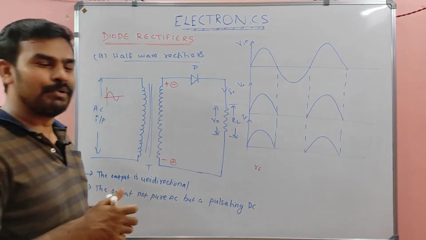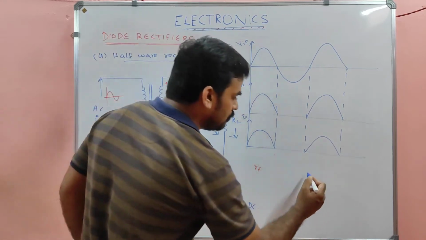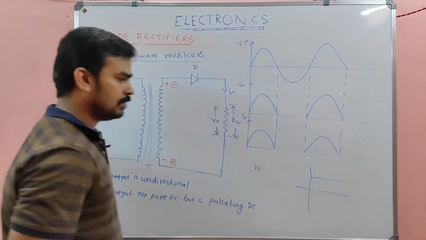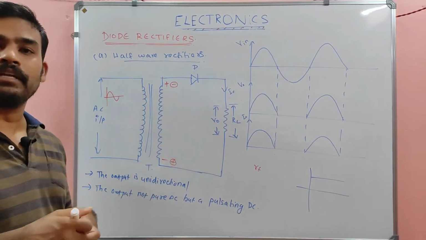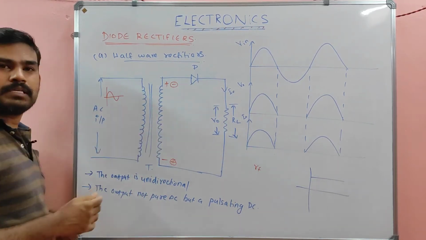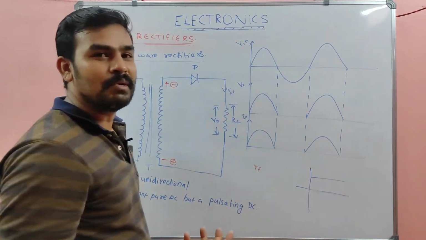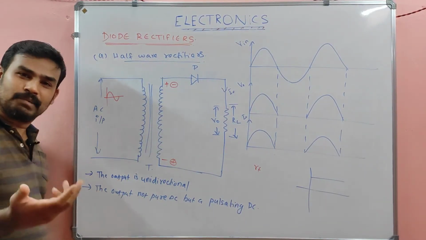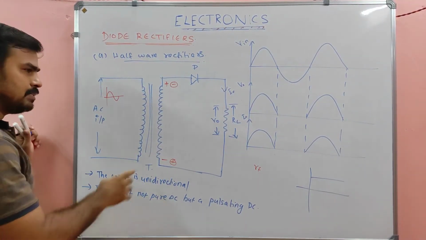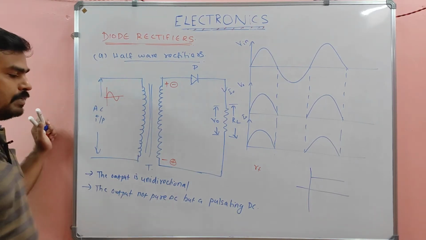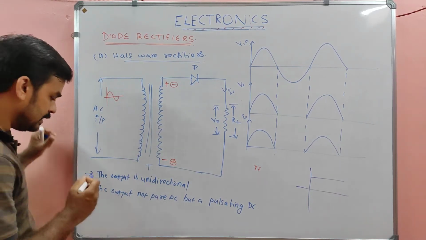The output is not a pure DC, because pure DC means it should be like this. That is the purest DC obtained from a battery. But this is not pure DC now. This contains a pulsation, right? It contains some AC component also, right? We will discuss those components later. But just note that the output is not pure DC, but pulsating DC.